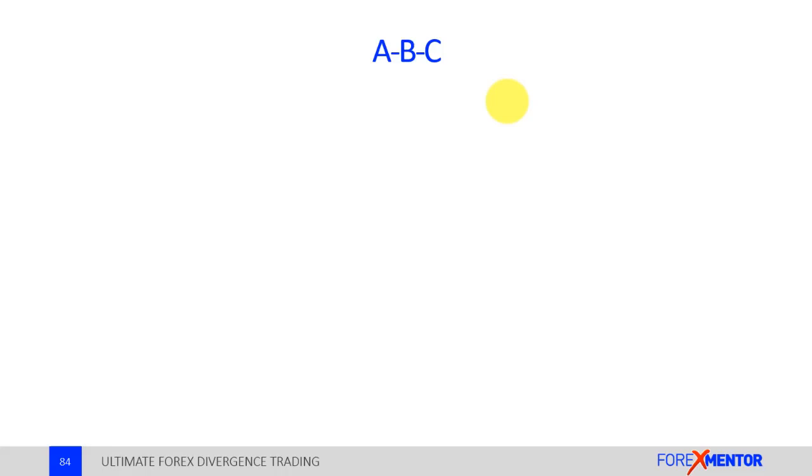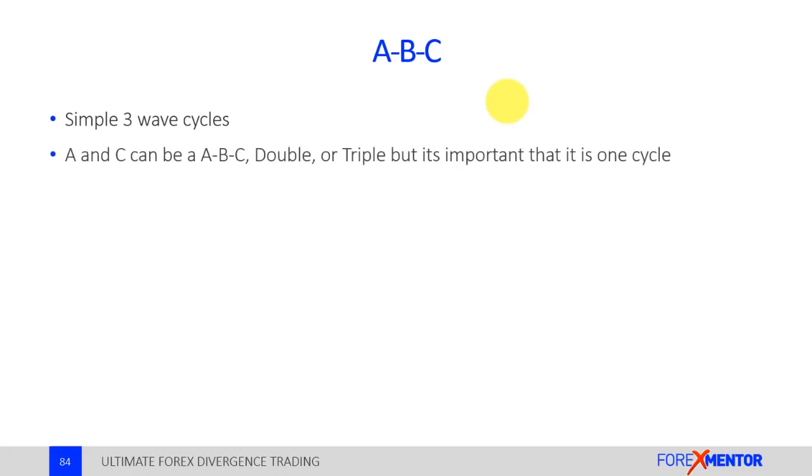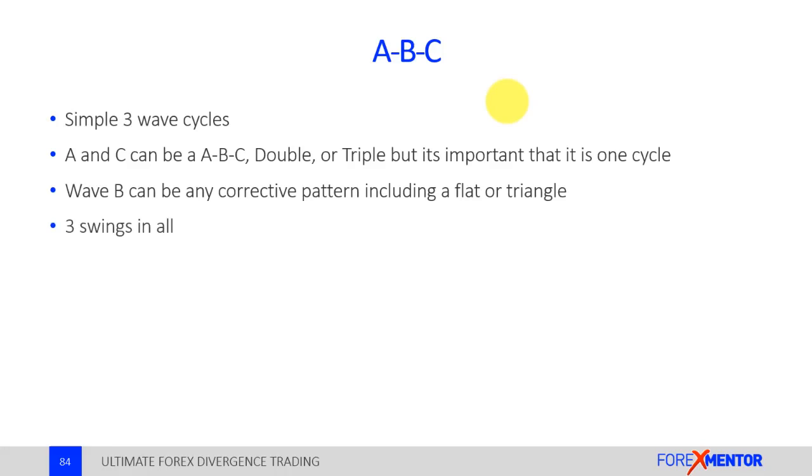of course. The ABC pattern is basically the foundation of all the other patterns we're going to talk about here. But it's a simple three-wave cycle. A and C can be an ABC, a double, or a triple, but it's important that it is one cycle. So A and C are going to be sharp cycles, sharp rallies or sharp declines. Wave B can be any corrective pattern, including a flat or a triangle. There's 3 swings in all, and we're going to label these using the letters ABC.